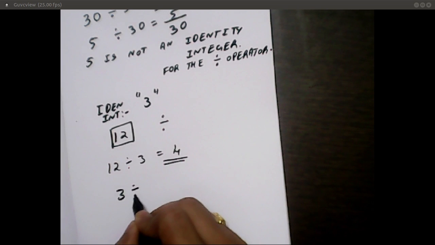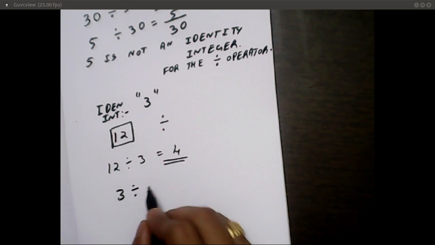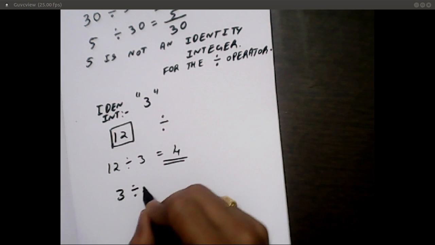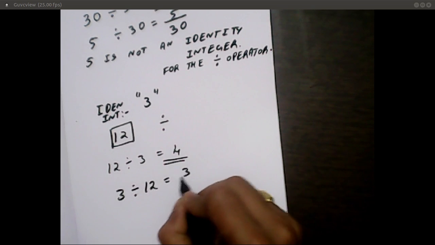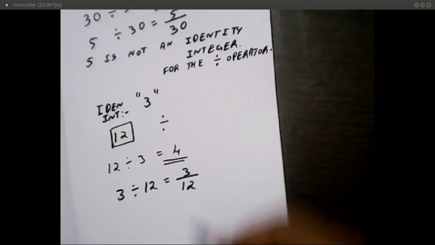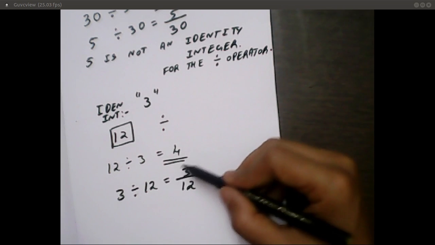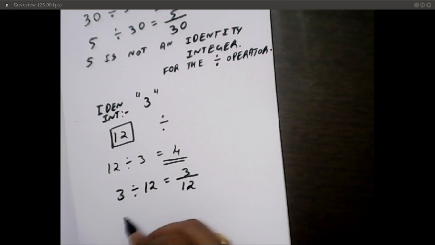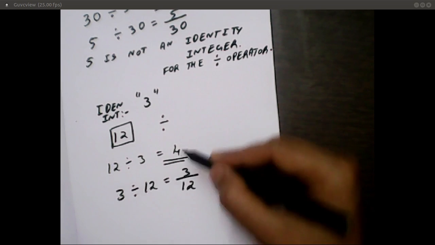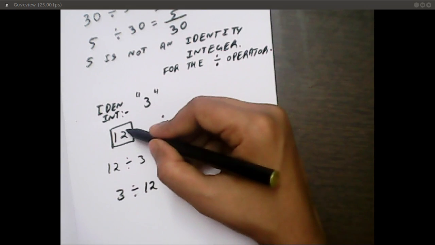Now if you do the reverse operation, that means you are reversing and you are doing 3 divided by 12. This gives you the fraction 3 divided by 12. Now 12 cannot divide the number 3. Therefore this fraction remains as it is. Now you'll notice you're getting 4 and 3 by 12. None of these numbers are equal to 12.